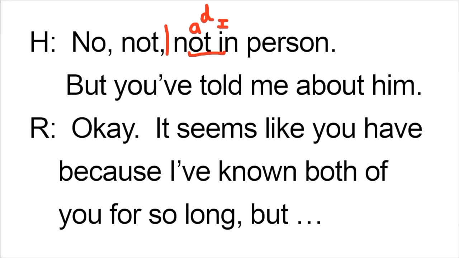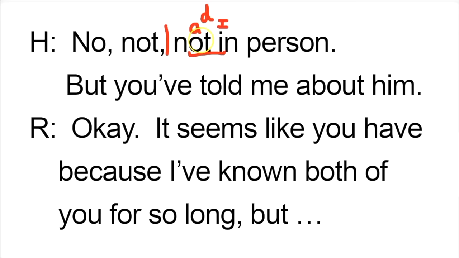Not in person. Person is a two-syllable word. Which syllable is stressed? Not in person. The first syllable, per-son. The second syllable doesn't really have a vowel in it. It's the schwa sound, but when the schwa is followed by N, you don't need to try to make a separate vowel. Psn, psn. Person. Not in person, but you've told me about him.